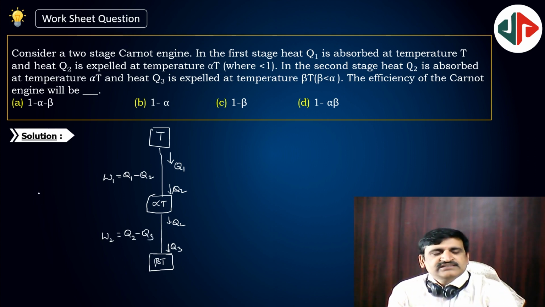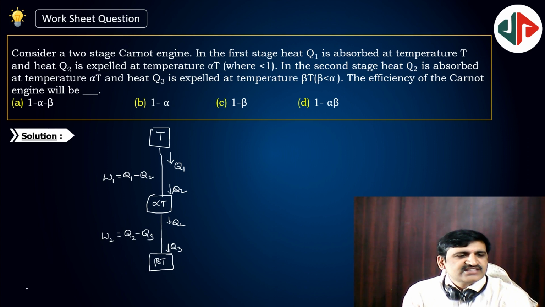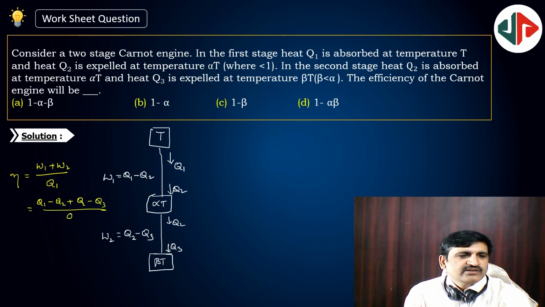So efficiency is equal to W1 plus W2 by heat taken, which is Q1. So this is Q1 minus Q2 plus Q2 minus Q3 by Q1. That is nothing but Q1 minus Q3 by Q1, which is nothing but 1 minus Q3 by Q1, which is nothing but 1 minus T3 by T1, implies efficiency eta equal to 1 minus T3 by T1.